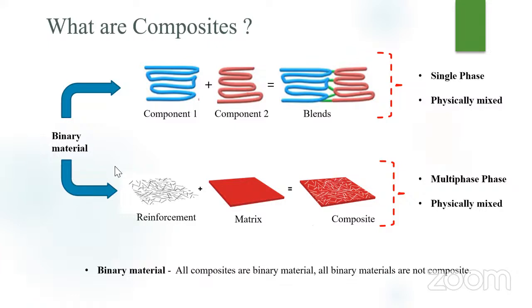When you look at the composite structure, it is nothing but one component being a reinforcement component and another component being a matrix component. So when you mix matrix and reinforcement, you get a composite.